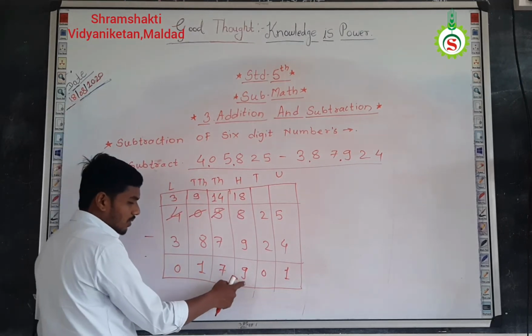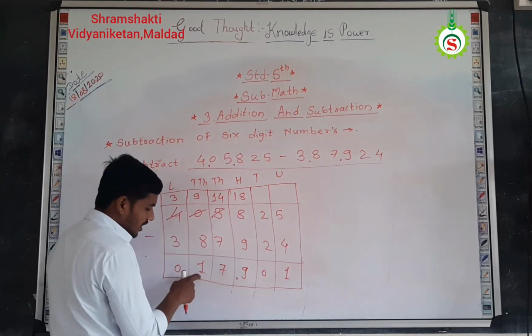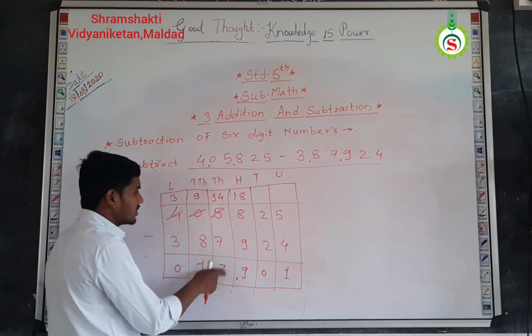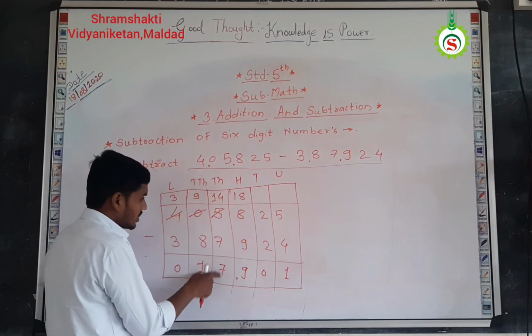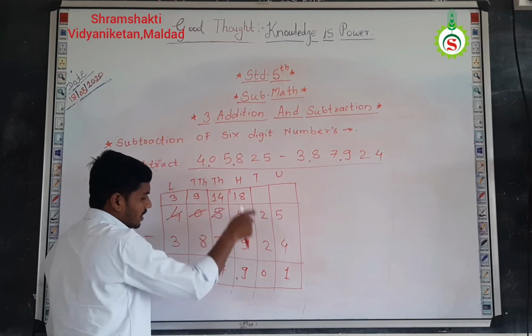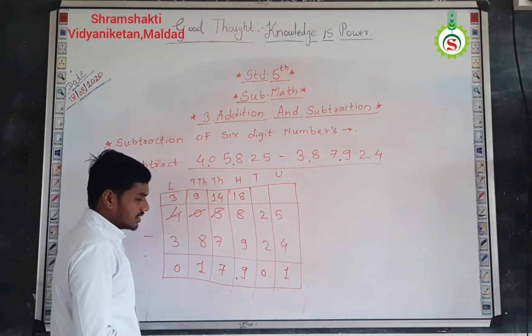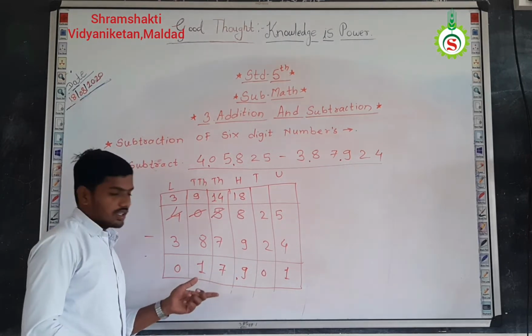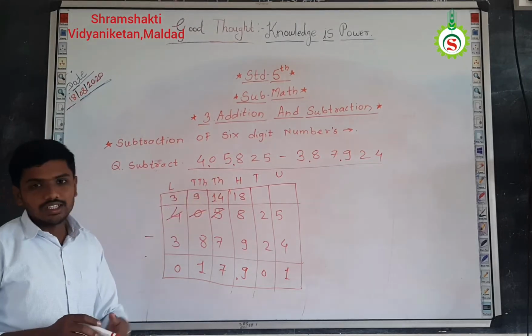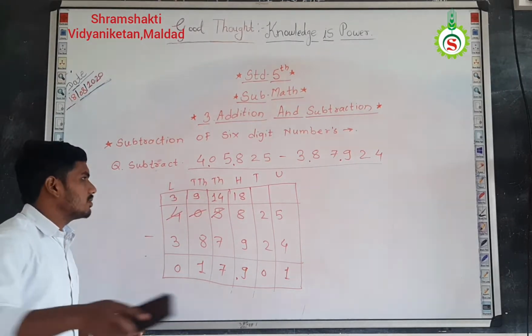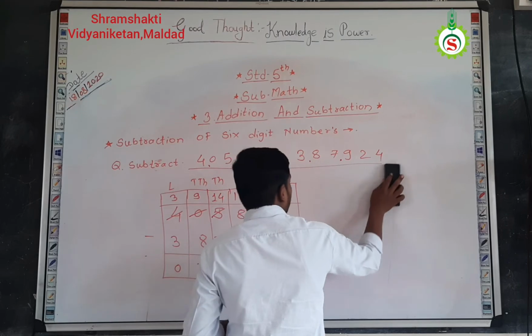First I will use the comma. That is 100, 1000, 10,000. So 17 is present at the place of 1000. So 17,901 is the answer of the subtraction question. That is nothing but the subtraction of a 6-digit number.